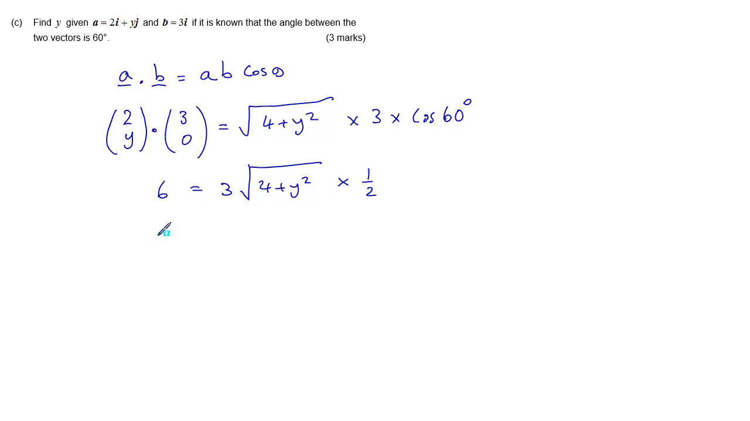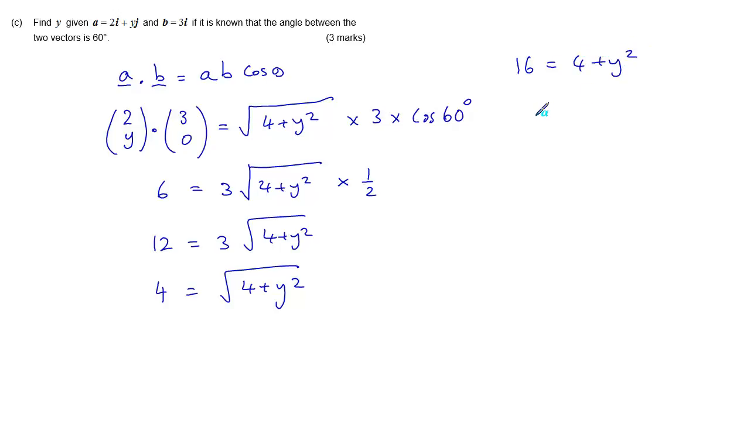So multiply both sides by 2 and then divide both sides by 3. So 4 is equal to the square root of 4 plus y squared. So squaring both sides, 16 is equal to 4 plus y squared. y squared then is going to be 16 take away 4, which is 12, so y is going to be plus or minus root 12, which is plus or minus 2 root 3.